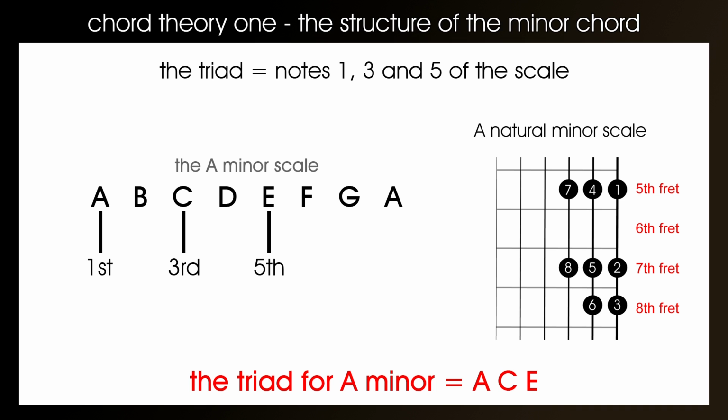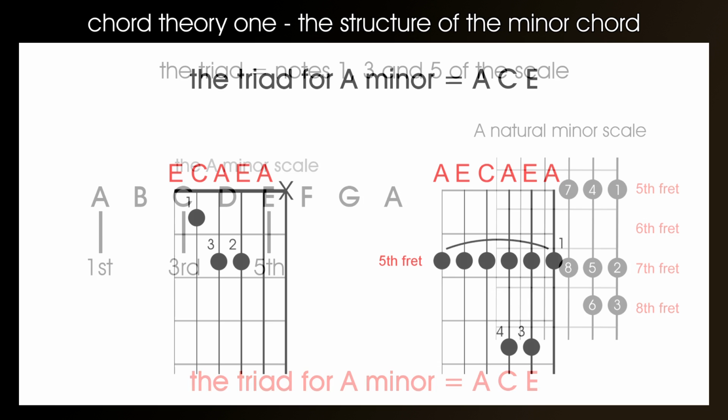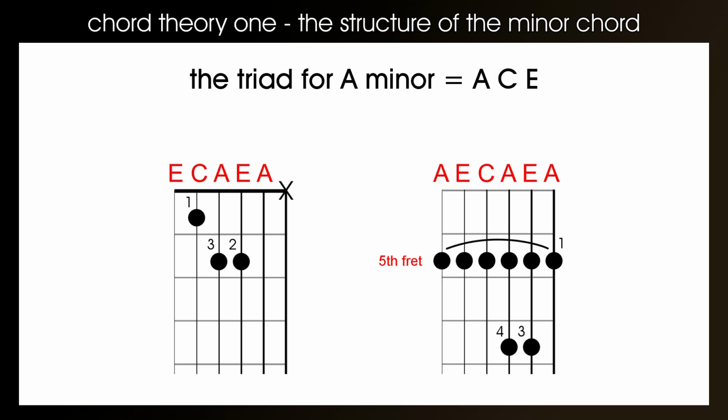So just as it was when we took a look at C, all A minor chords are made up of these three notes, even if they're different shapes and in different places on the neck. They'll always be made up of A, C and E.